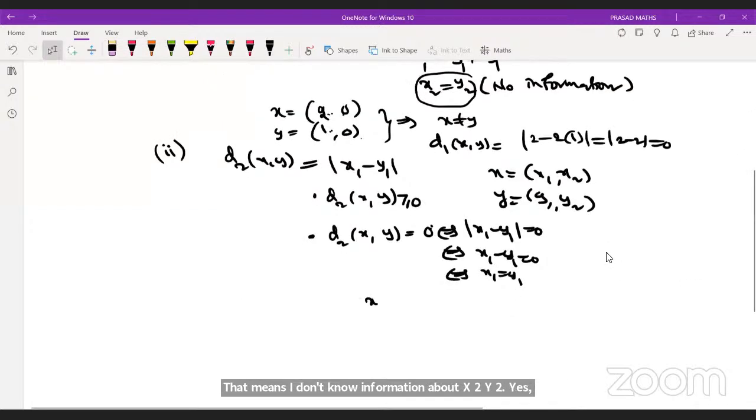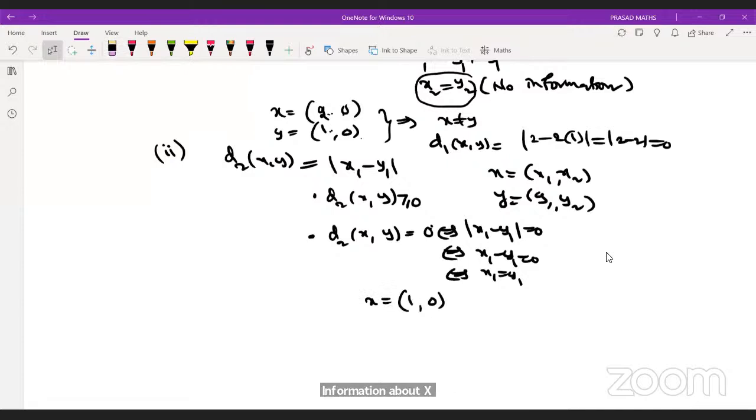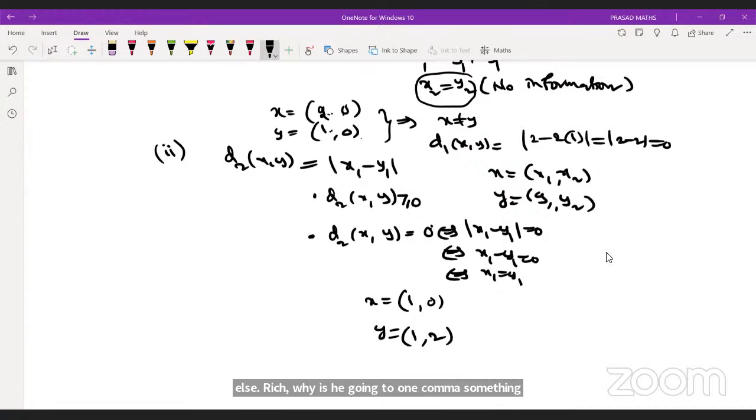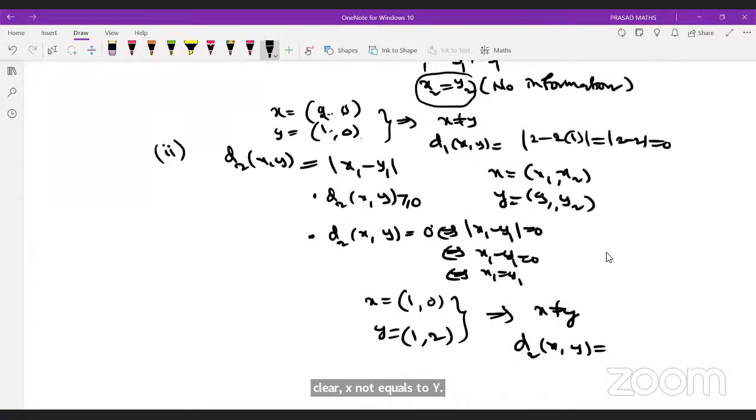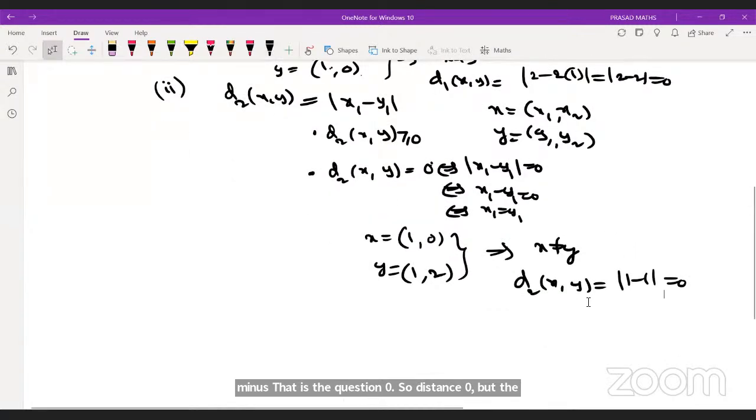Now what I do is that I can take x is equal to 1 comma 0 or 1 comma 2. Right? 1 comma 0, nothing else. Whatever you take here will work, it is your choice. Right? Y is equal to 1 comma something 2. So x1 is equal to 1, 1 is here. So clearly x not equal to y. But what about the distance between x and y? That is the same as modulus of x1 minus y1, that is equal to 0. So distance 0, but the points are different. Right? Therefore, it cannot be a metric.